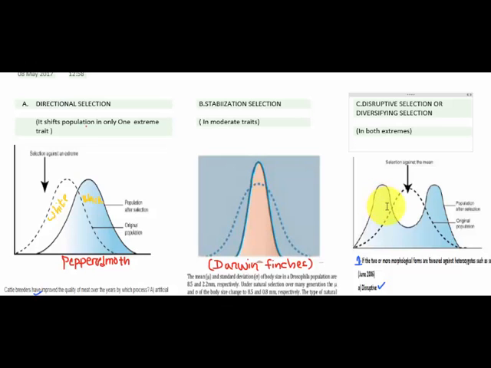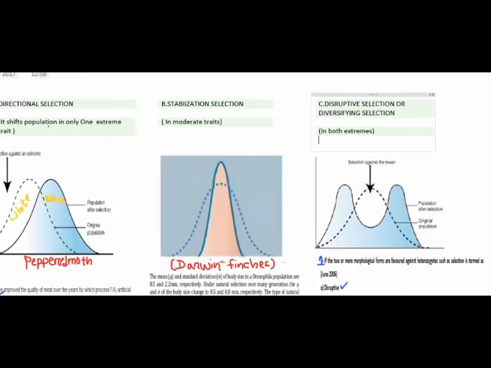when natural selection selects. So one question is: if two or more morphological forms are favored against the heterozygous, such a selection is termed as disruptive, directional, stabilizing, or cyclic. So the answer is disruptive, because in case of disruptive selection, the intermediate forms or the heterozygotes, you can say, are less fit than the two or more morphological forms. So this is all about the three types of selection.